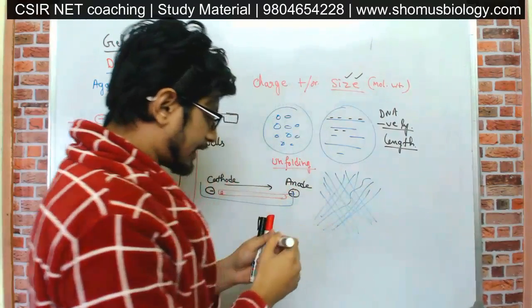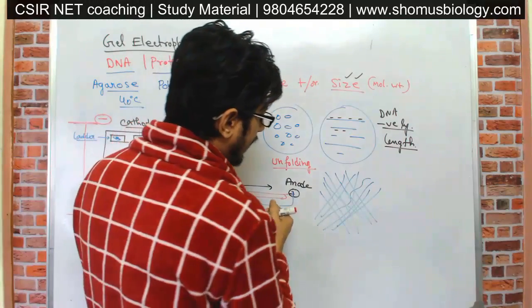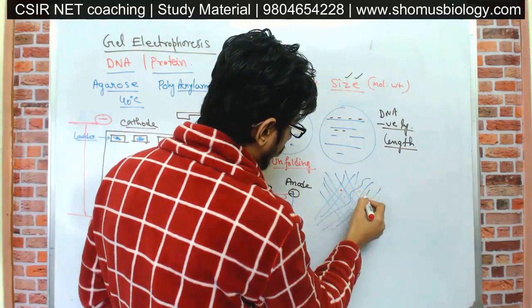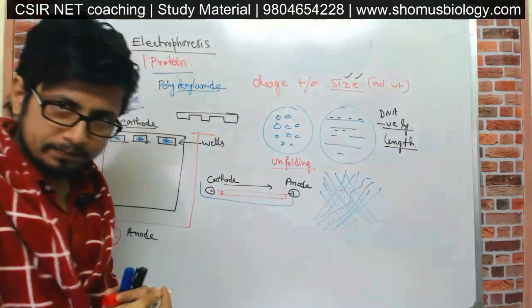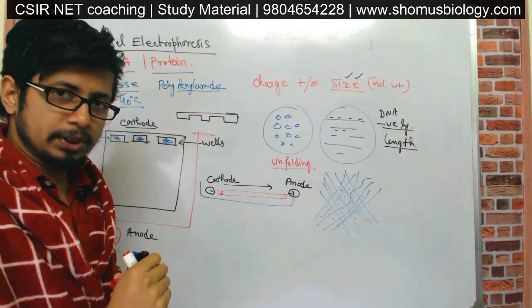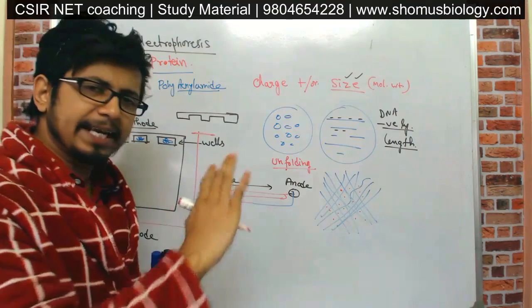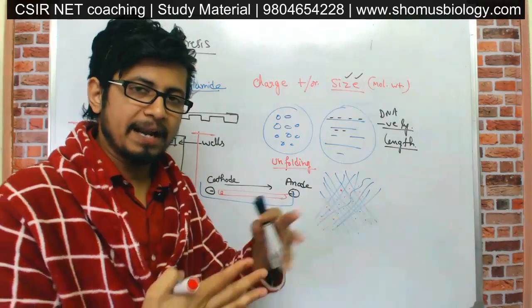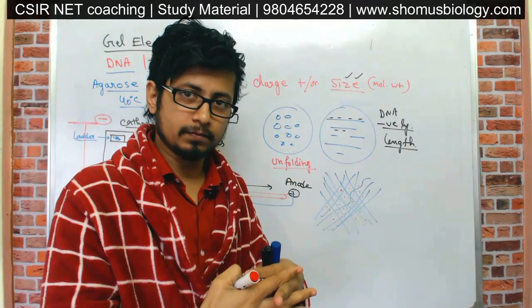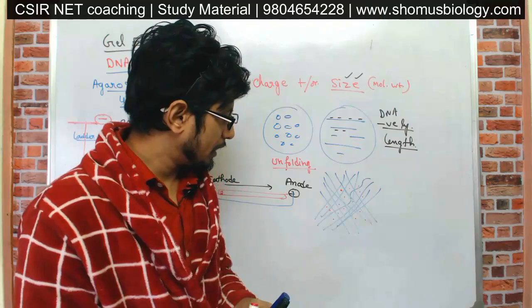When we form the mesh-like structures, we have pores. You can see these are pores present in the network. That is the beauty. That is the real principle behind any kind of electrophoresis: to use a material to form the matrix that can create pores of specific size.